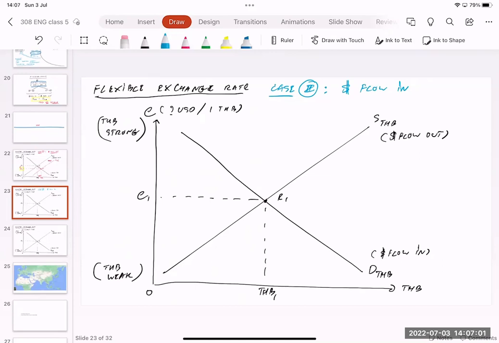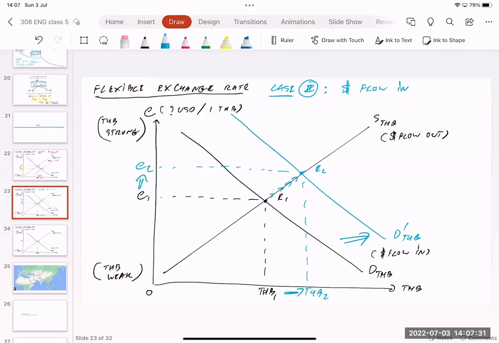If the money flows into our country, it means that they have to buy more Thai baht. Demand for Thai baht is going to increase, so demand for Thai baht shifts to the right. When demand for Thai baht shifts to the right, the equilibrium point changes from E1 to E2. We have more Thai baht in the economy, from THB1 to THB2, and consequently, the exchange rate goes up from E1 to E2.